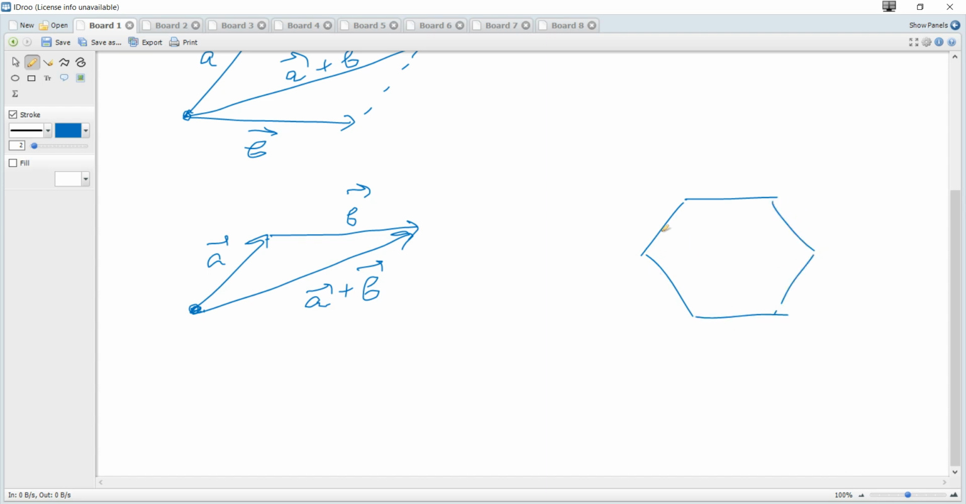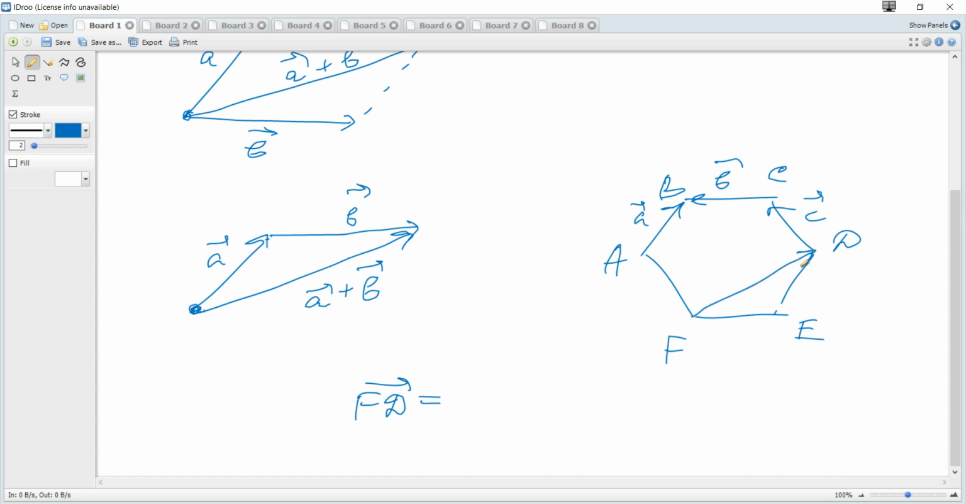Let's consider a regular hexagon ABCDEF, and for example the vector AB is vector a, CB is b, and DC is vector c, and the question is to represent vector FD in terms of a, b, c. How does it work? You choose any connected path, for example in this direction, and you move from the starting point F to D, and vector FD is FA plus AB plus BC plus CD.